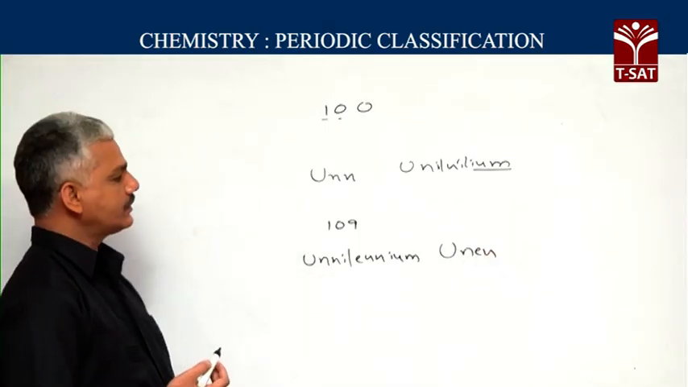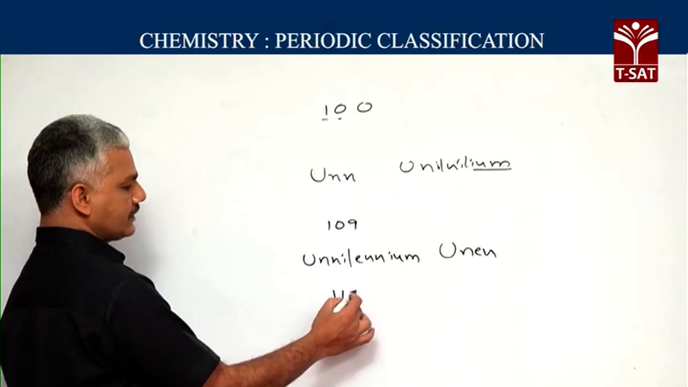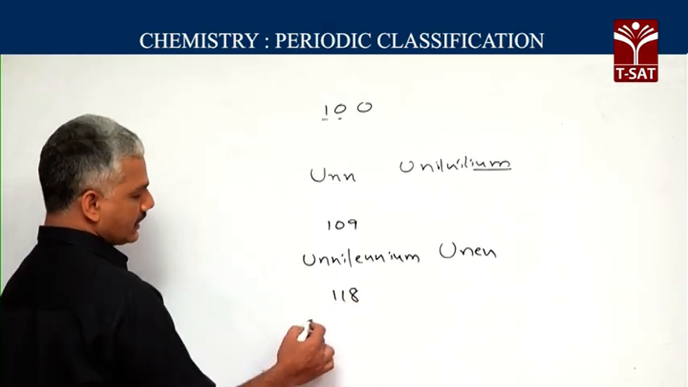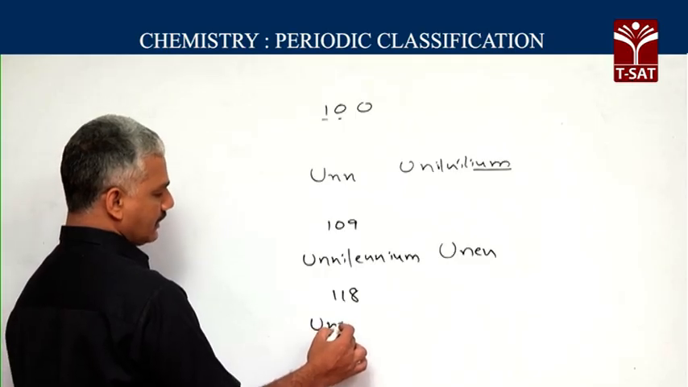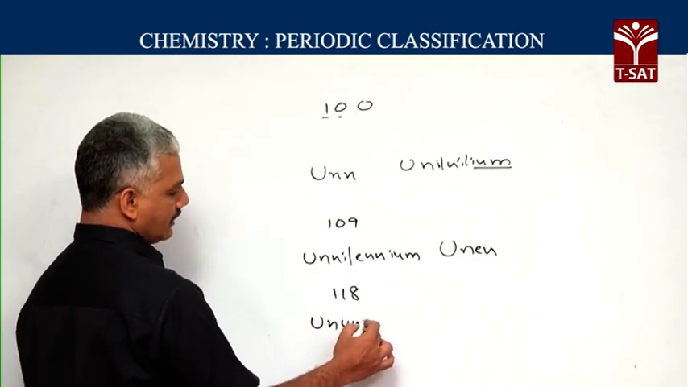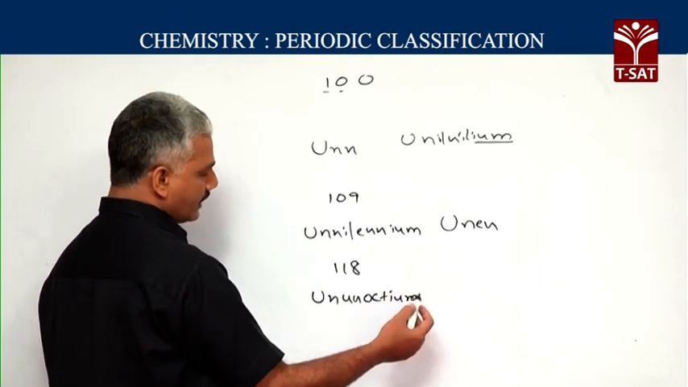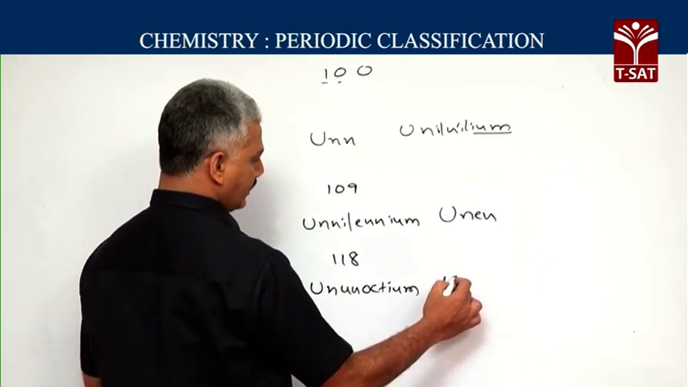Suppose an element's atomic number is 118. It should be called unniloctium, and the symbol has to be Uno.